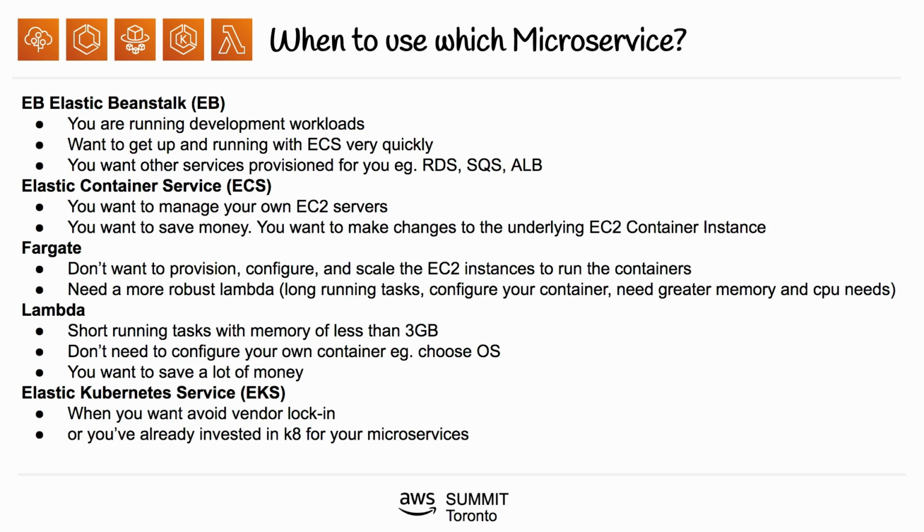Then you have Lambda, so it's really good for short running tasks with memory that is less than 3 gigabytes. And you can also control that cutoff time. So by being able to say that things time out, you can really control your costs. You don't need to configure your own containers. So you can't choose the OS on it, but that's the advantage there. It's just pre-configured for you, and you just choose your runtime, upload your code. And Lambda is really good if you want to save a lot of money.